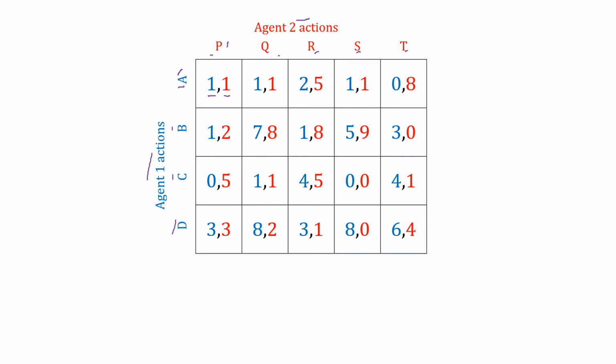If agent 1 were to play B and agent 2 would play Q, then their payoffs would be 7 and 8. And this actually is the best possible combination for the two of them. The sum of the two payoffs adds up to 15, so both gain quite a bit. But Agent 1 is not aware of Agent 2's payoffs, and likewise, Agent 2 is not aware of Agent 1's payoffs.